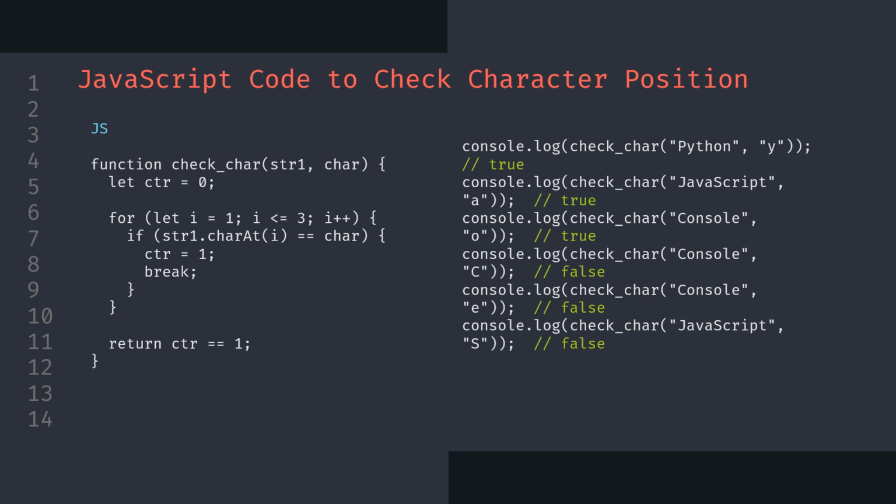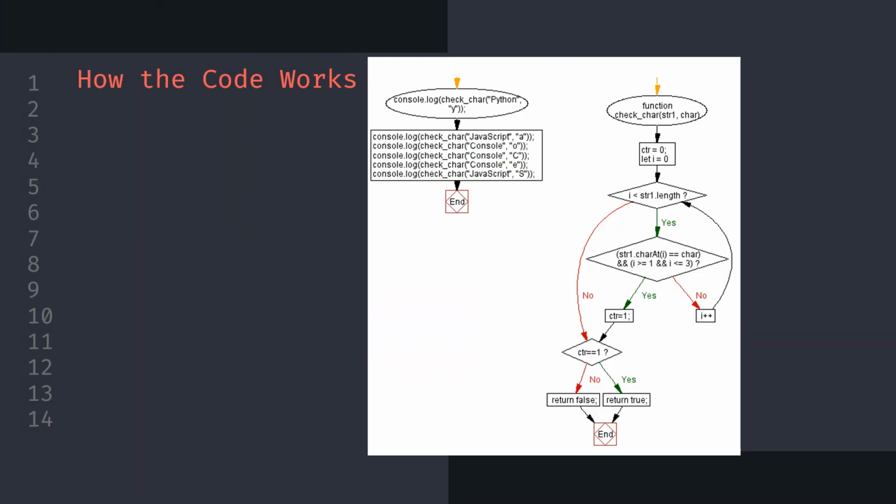Here's the code that checks for the character. We use a for loop to iterate through the characters at the second, third, and fourth positions of the string. If the character matches, we return true. The loop starts from index 1, which represents the second position, and goes to index 3, which is the fourth position. If the character is found in this range, we return true.